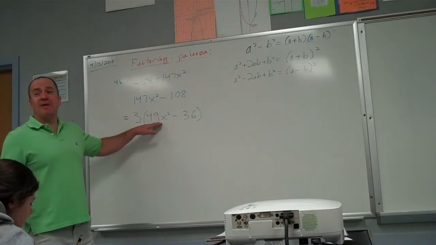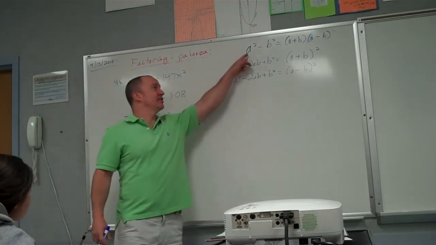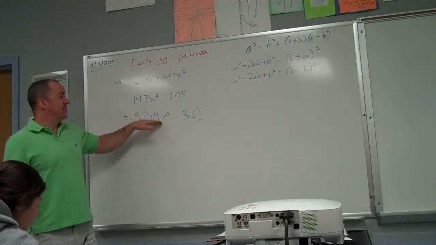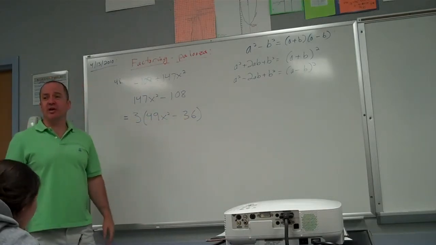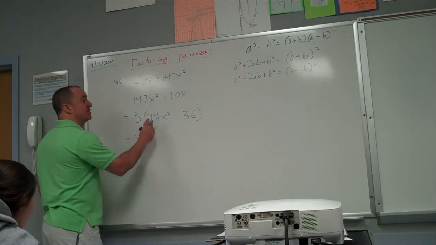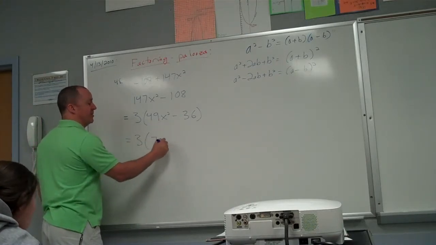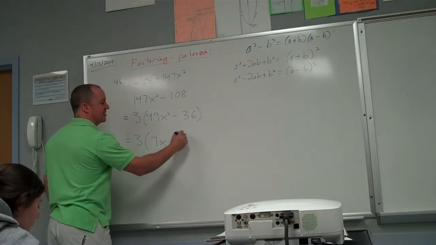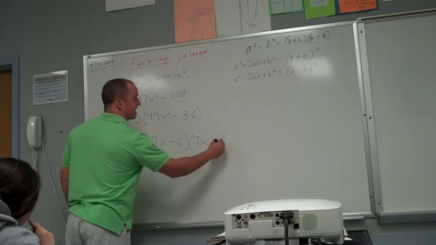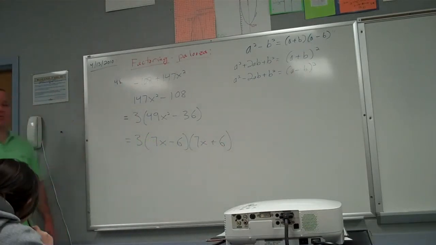there's only one of these patterns up here that has two terms. A squared minus b squared. Is this something squared minus something squared? Yes, it is. 7x, you can't forget the variable. 7x minus 6 times 7x plus 6. Boom, that's 48. Does that look so hard?